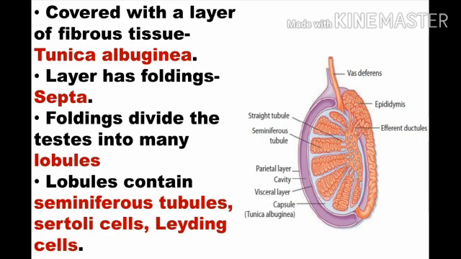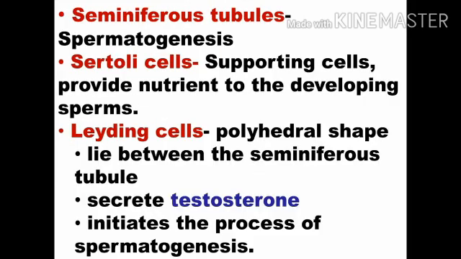These foldings divide the testis into many lobules, and these lobules contain seminiferous tubules, Sertoli cells and Leydig cells. Spermatogenesis takes place in the seminiferous tubules. The Sertoli cells are the supporting cells which provide nutrients to the developing sperms. The Leydig cells are polyhedral in shape, lie between the seminiferous tubules, and secrete testosterone. These Leydig cells initiate the process of spermatogenesis.